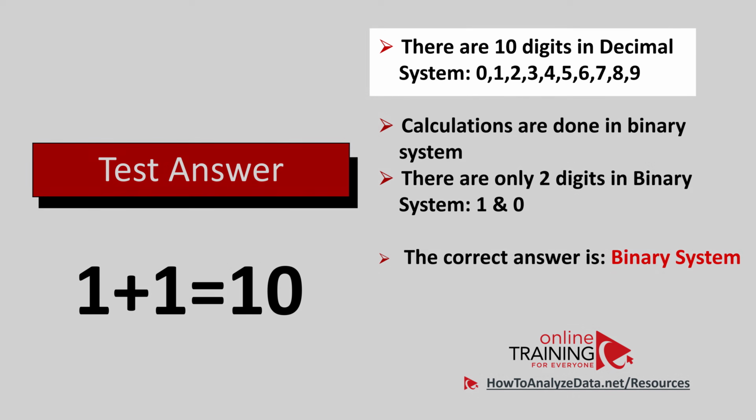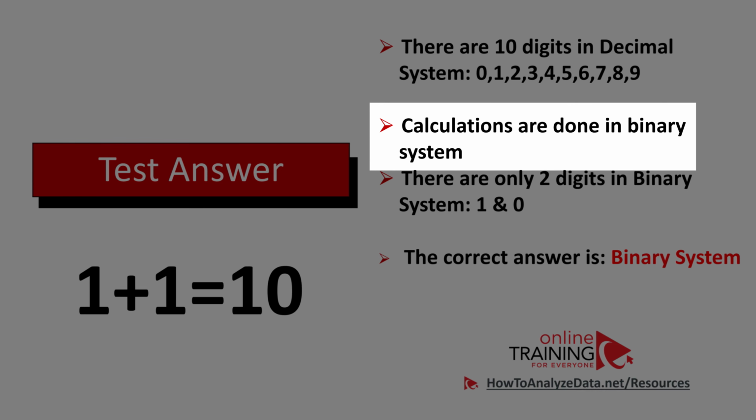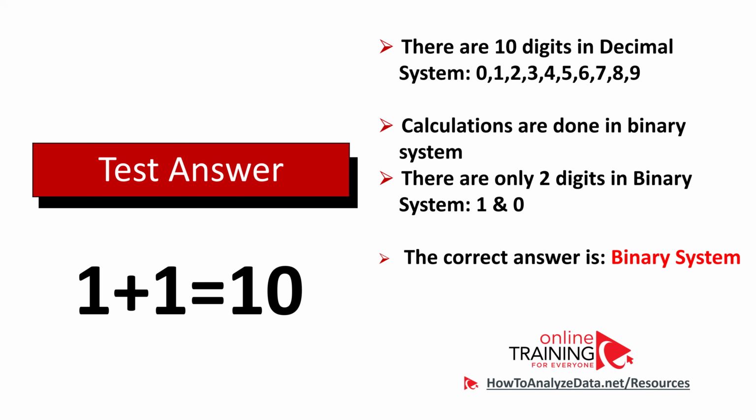Typically, when we do calculations, we use 10 digits in the decimal system. We use 0, 1, 2, 3, 4, 5, 6, 7, 8, and 9. But here, calculations are done in the binary system, and there are only 2 digits in the binary system, 1 and 0. So what happens when you add 1 plus 1 in the binary system? What looks like 10 in the binary system is 2 in the decimal system. So the correct answer: this calculation is possible because of the binary system.